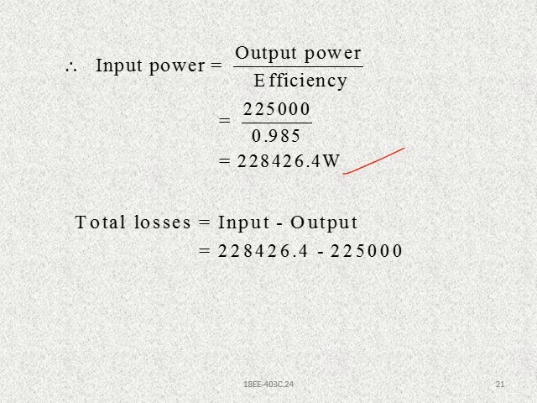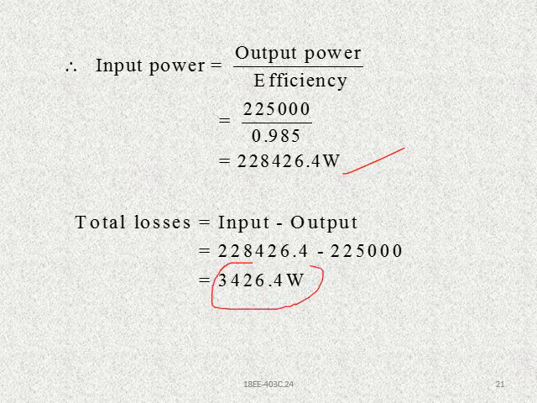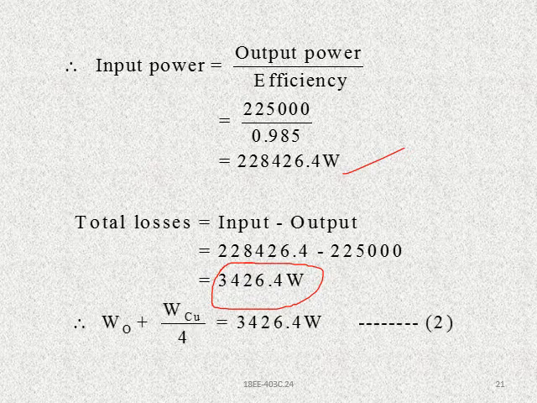And that gets you the input minus output of 3,426.4 watts. And this also will include both iron losses and copper losses. You can see here W0.